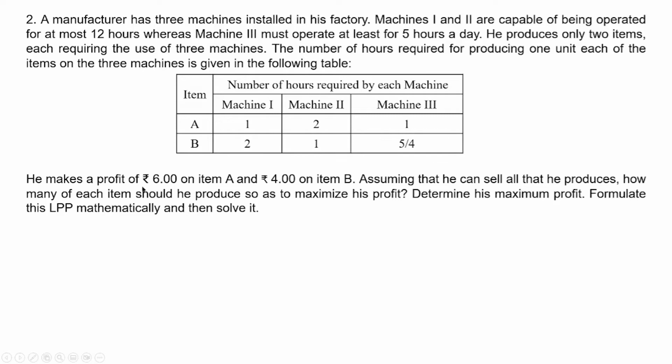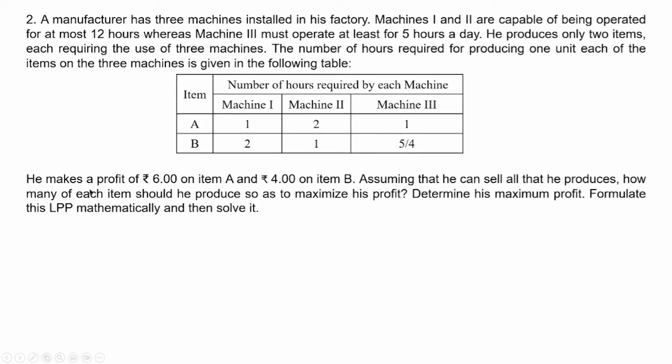He makes a profit of rupees 6 on item A and rupees 4 on item B. Assuming that he can sell all that he produces, how many of each item should he produce so as to maximize his profit? Determine his maximum profit, formulate this LPP mathematically, and then solve it. So here we can see that a manufacturer has 3 machines and he produces only 2 items, each requiring the use of these 3 machines. And the number of hours which is required for producing 1 unit each of the items on these 3 machines is given in this table.